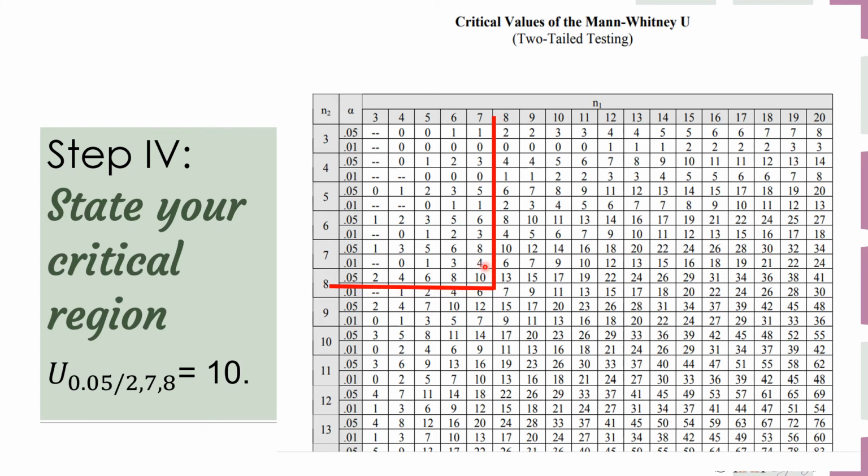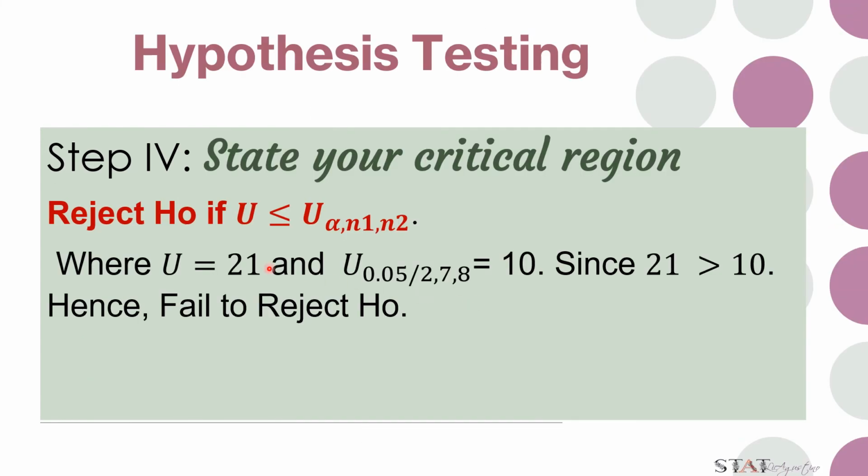And then the intersecting number, since it is two-tailed, take note of this, two-tailed testing, and then 0.05, so our value is 10. So this is our critical value. Hence, reject H0 if U computed is less than U tabulated, where U computed is equal to 21 and U tab is equal to 10. Since 21 is greater than 10, hence fail to reject H0. This is our critical region.